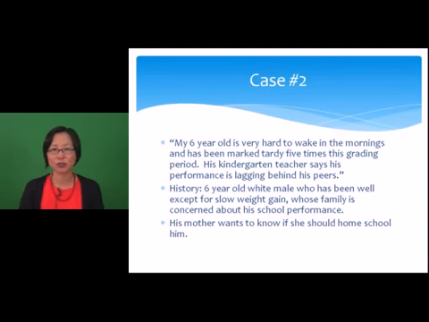Case number 2 is a 6-year-old who's been very hard to wake in the mornings and has been marked tardy 5 times this year in school. His kindergarten teacher says that his performance is lagging behind his peers. He's been previously healthy, except he's been slow to gain weight, and his mother wants to know if she should homeschool him.